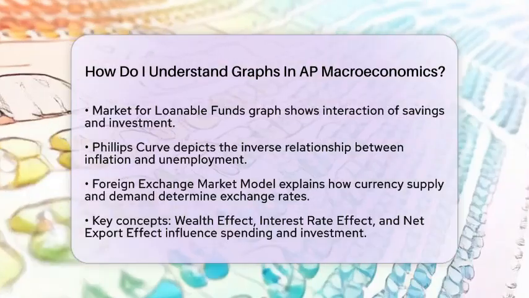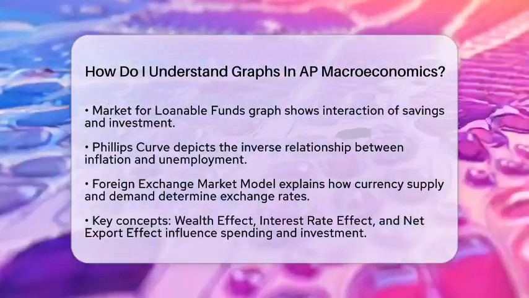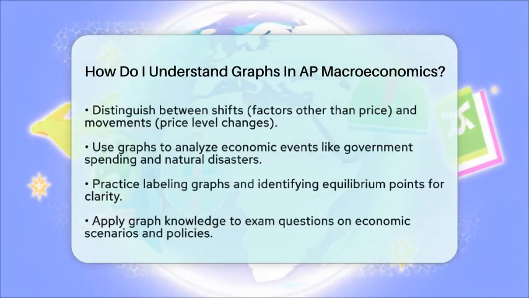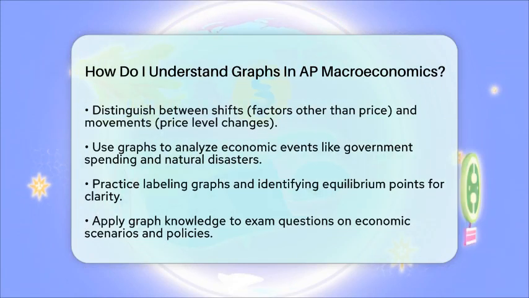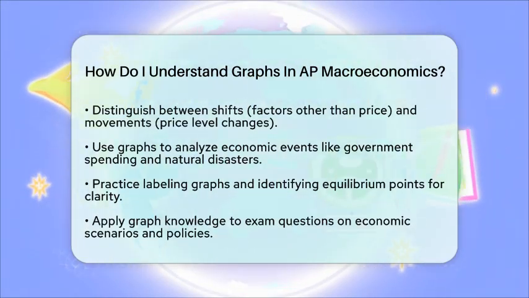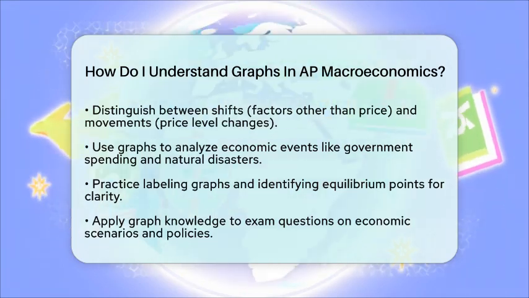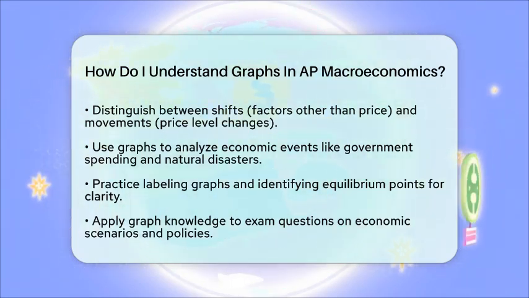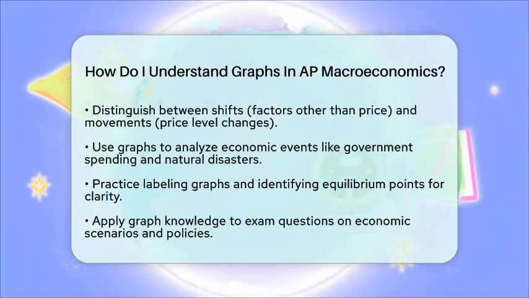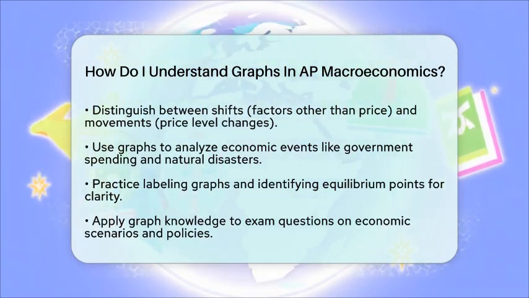Use these graphs to analyze economic events. For instance, if government spending increases, the aggregate demand curve shifts to the right, resulting in higher output and price levels. Conversely, if a natural disaster impacts production capacity, the aggregate supply curve shifts to the left, leading to higher prices and lower output. Practice labeling and interpreting the graphs.